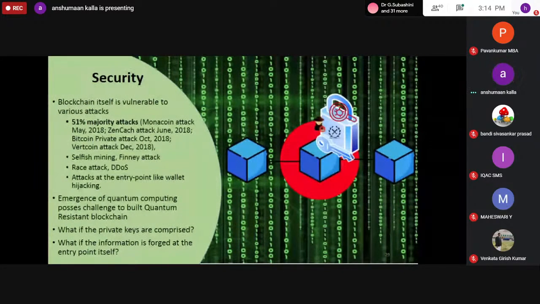Further, we also should make early efforts in the direction of building quantum-resistant blockchain, right? So if there are technical people in the audience, they could think about working in this direction, where you come up with quantum cryptographic techniques which are not breakable even by quantum computing facilities.